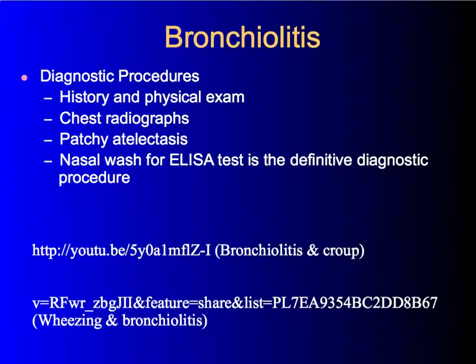Diagnosis is made by history and physical exam, chest x-rays, which will show patchy atelectasis, and confirmation and definitive diagnostic procedure is nasal wash or nasal swab for an ELISA test.